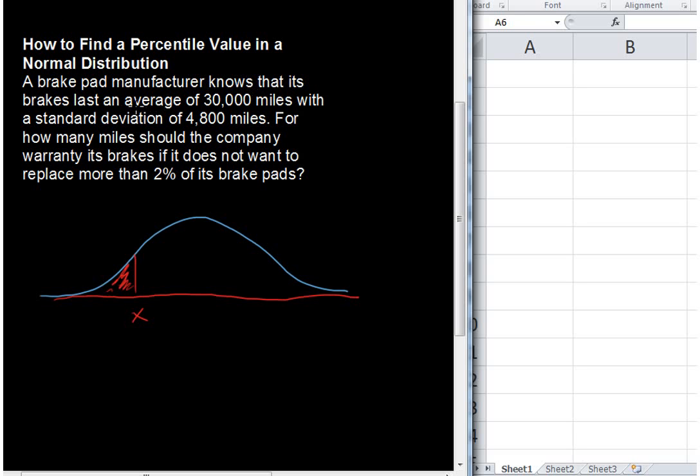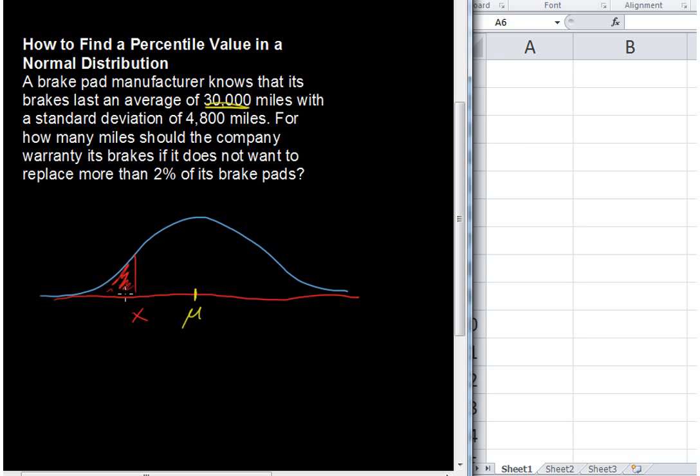We have a brake pad manufacturer that knows its brakes last an average of 30,000 miles with a standard deviation of 4,800 miles. For how many miles should the company warranty its brakes if it does not want to replace more than 2% of its brake pads? So you can think of it like this. We've got a mean here of 30,000 miles. That's our mean, 30,000 miles. The standard deviation is 4,800 miles.